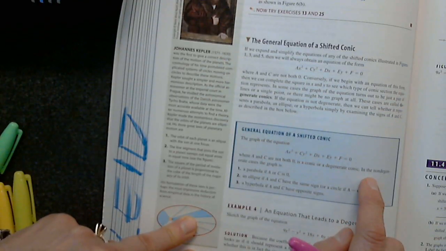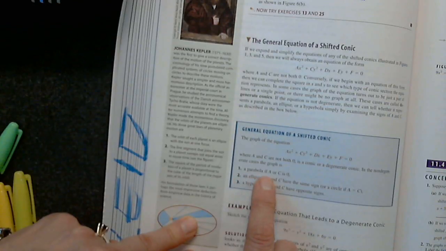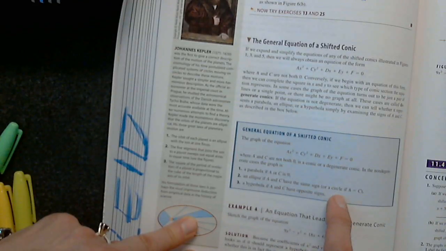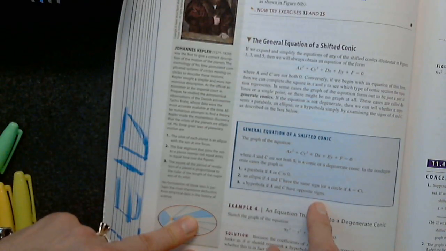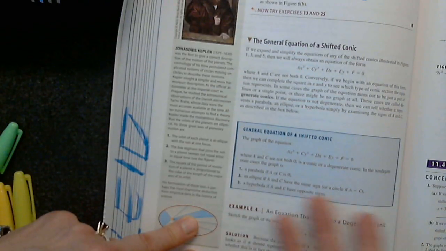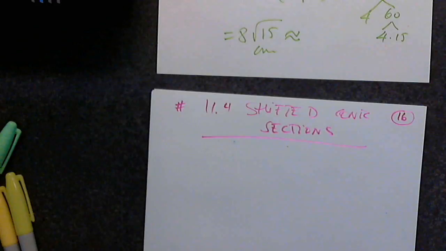Say it again. What page are you on? 754. In the non-degenerate case, the graph is a parabola if A or C is 0, an ellipse if A and C have the same sign, or a circle if A equals C. It's a hyperbola if A and C have opposite signs. There is no need for this. Yes, you can look at it. No, you don't have to memorize it. So you'll see it's much easier than that.